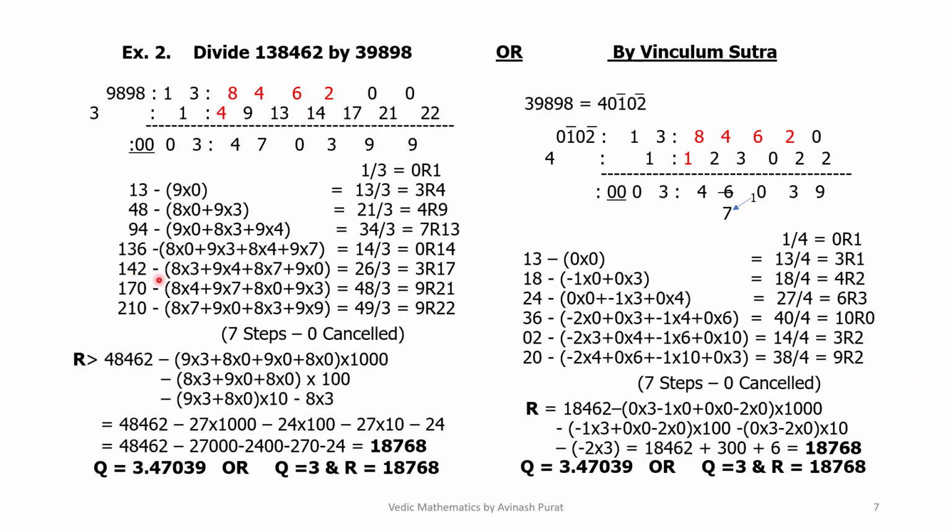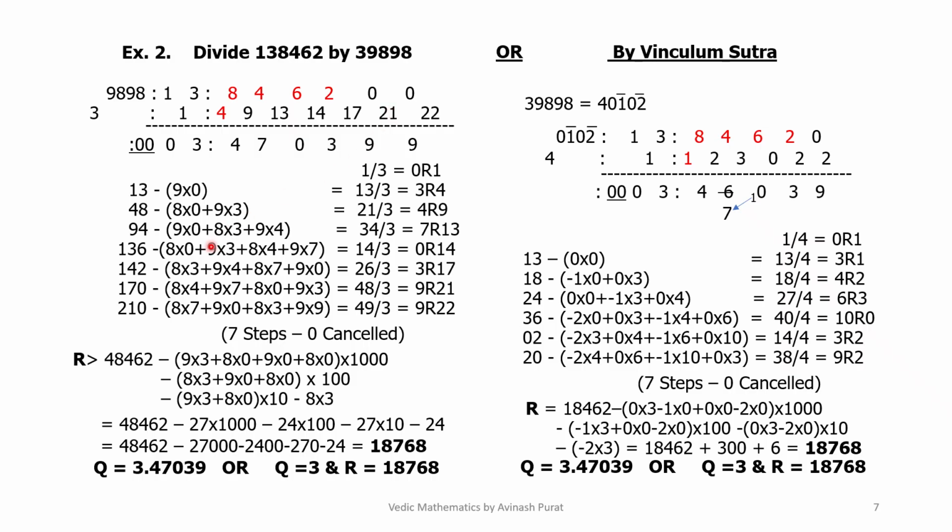Next dividend: minus 8 into 3 plus 9 into 4 plus 8 into 7 plus 9 into 0, that is 26 by 3, equal to 3 is quotient and 17 is remainder. So 170 is next dividend, minus 8 into 4 plus 9 into 7 plus 8 into 0 plus 9 into 3, equal to 48 divided by 3, that is 9 is quotient and 21 is remainder.